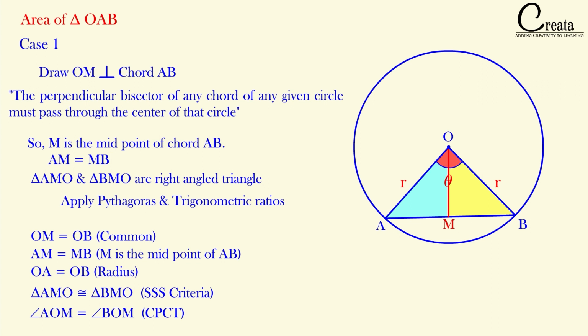Whatever the angle is given in the question, you can split that angle into two equal parts. Suppose this angle is 120, then both angles will be equal to 60 degree. Two benefits we got. First, we got both the triangles as a right angle triangle.